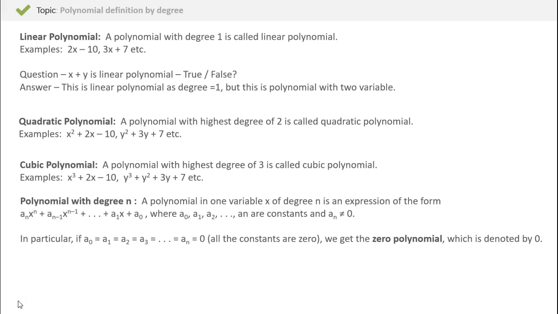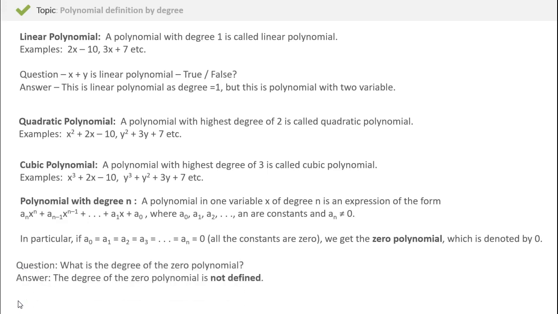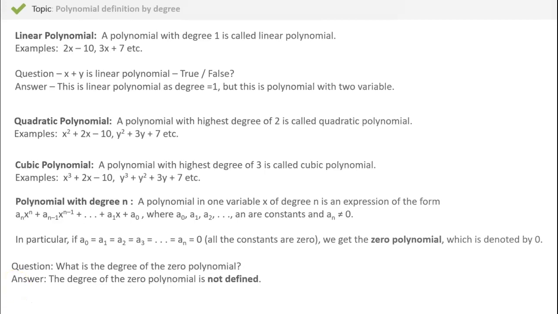In particular, all a_1 to a_n can be 0, and if so, we call it the zero polynomial. Question: what is the degree of the zero polynomial? The degree of the zero polynomial is not defined.